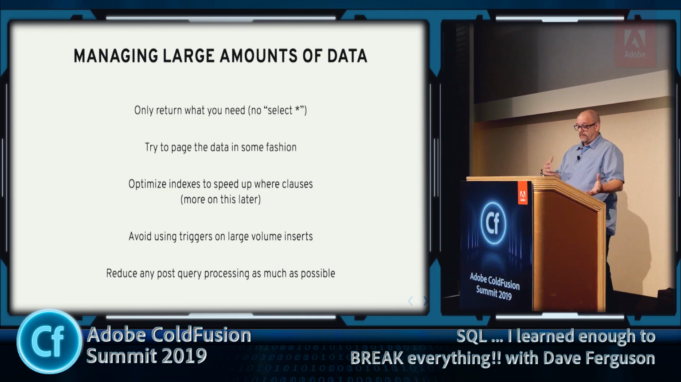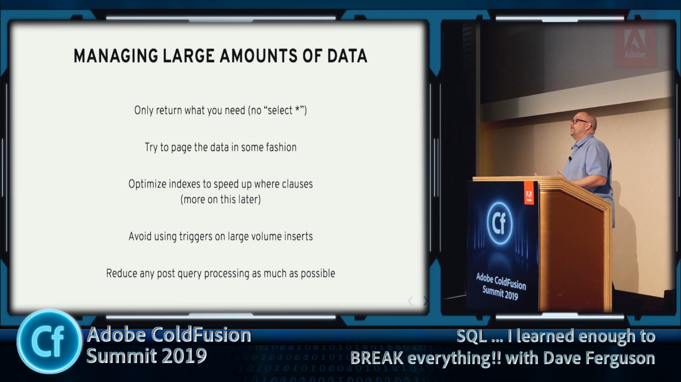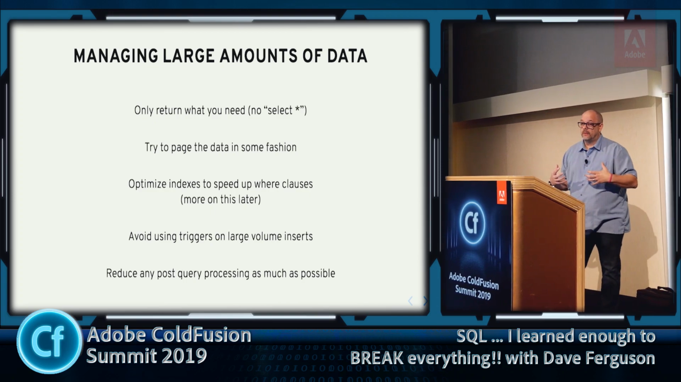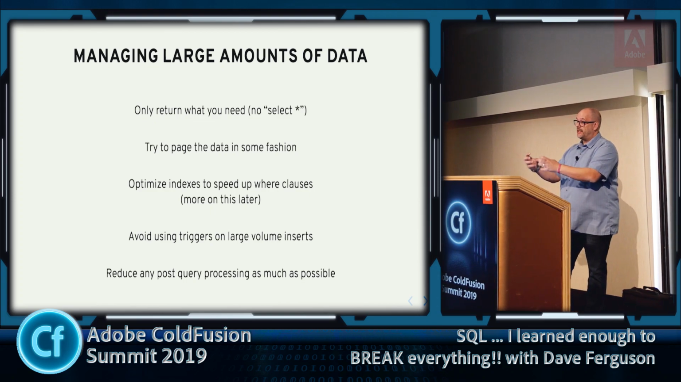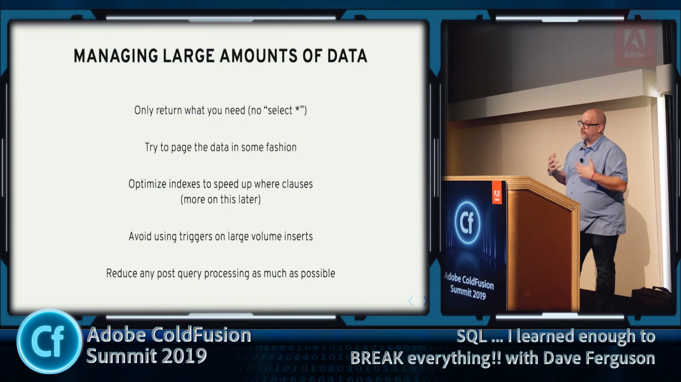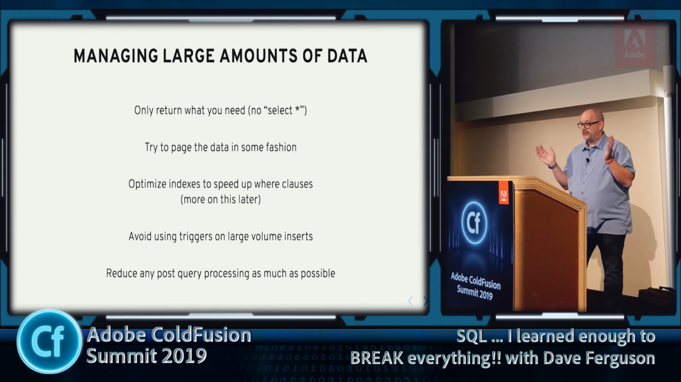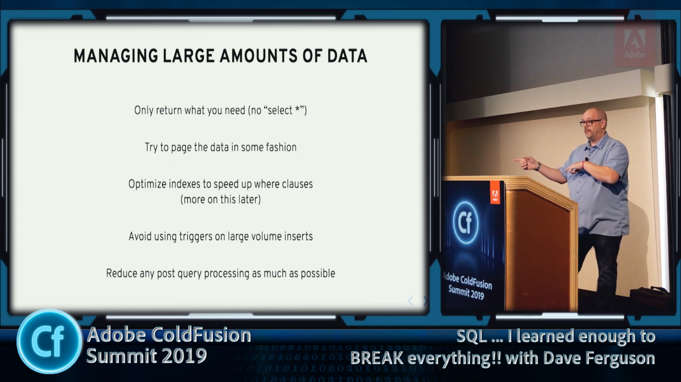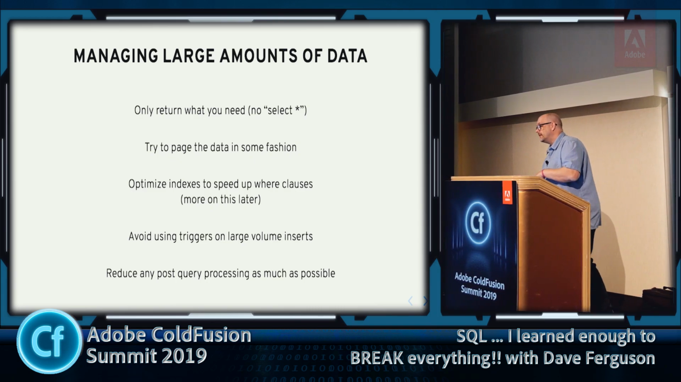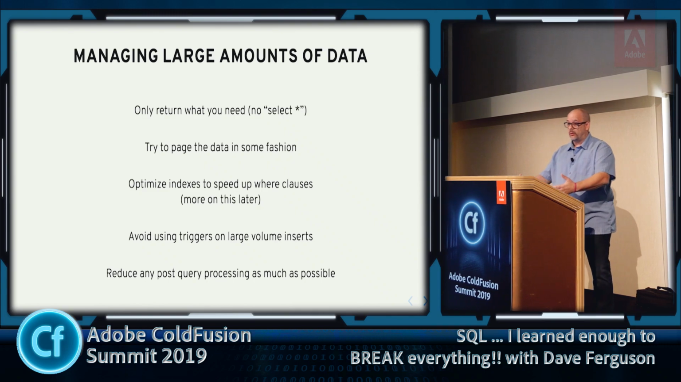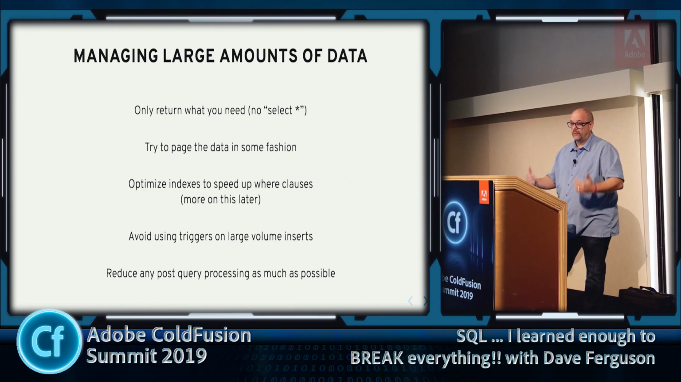And reduce any post-query processing. If you're dealing with large volumes of data, anything you get back from the server, try and have the database do as much as it can before you get it. So, for example, don't pull back 1,000 rows of like first and last name, then have your application concatenate those into a full name, let the database do it. It's faster at it. It's cleaner, it's easier, and it's less work your application has to do when cycling through 1,000 rows.